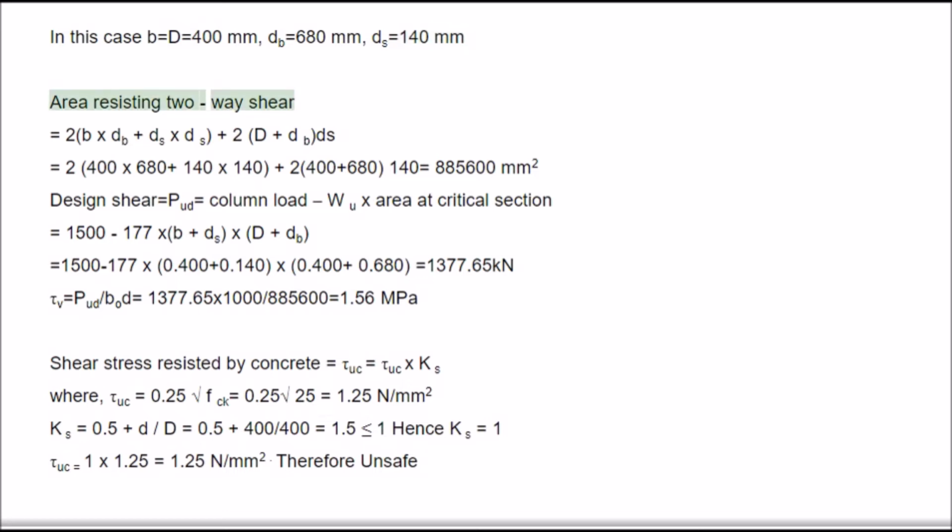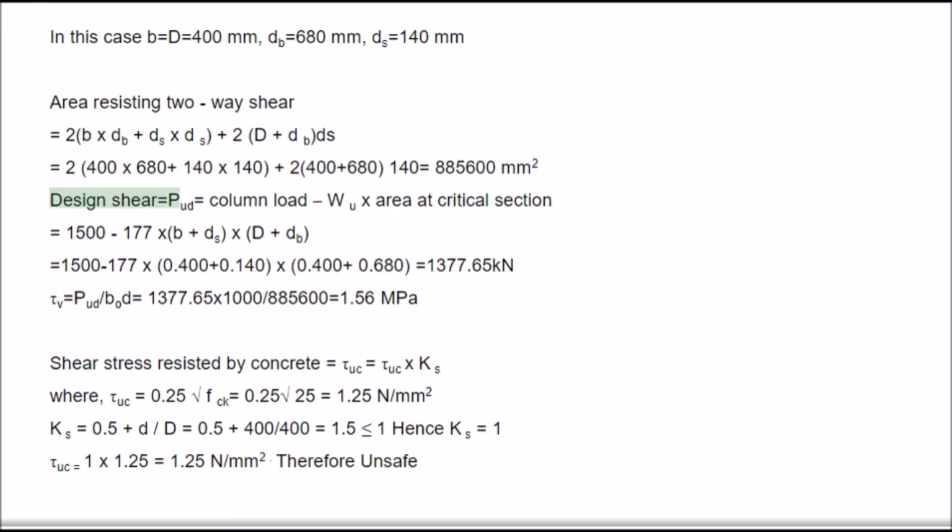Area resisting two-way shear equals 2 x [(b plus ds) x db plus (D plus ds) x ds] equals 2 x [(400 plus 140) x 680 plus (400 plus 140) x 140] equals 885,600 mm².